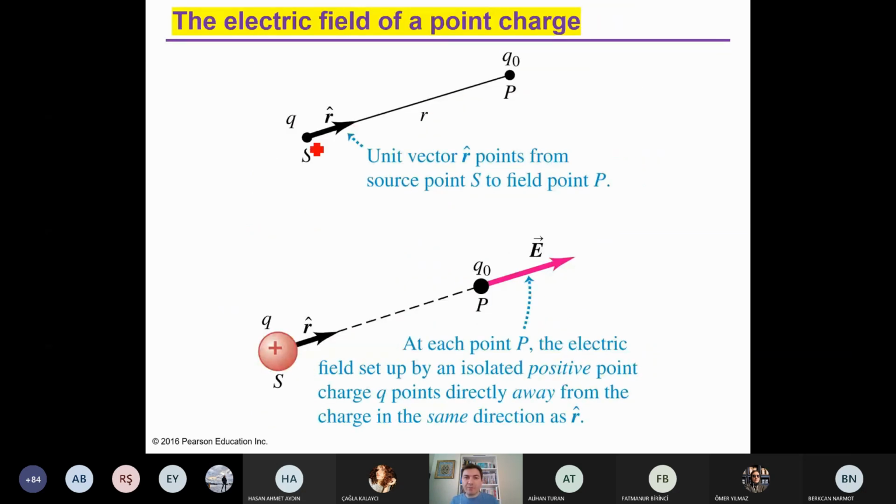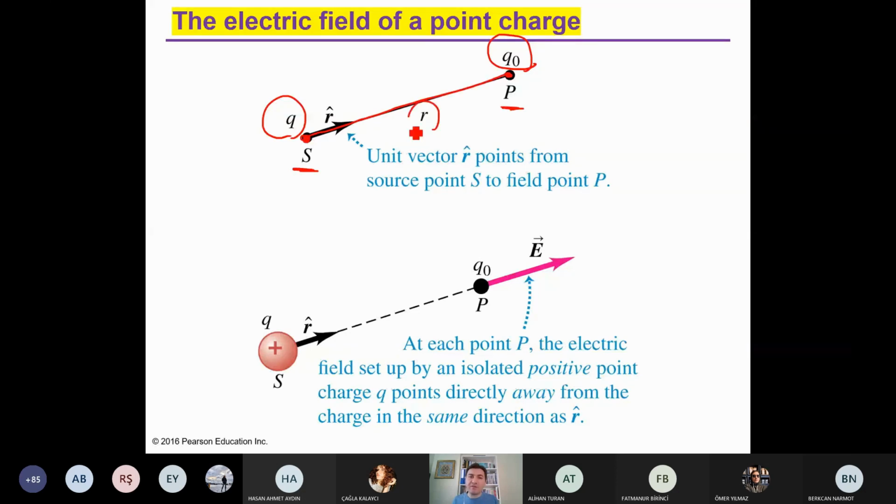Here we have a point in space. The name of the point is S. And here we have another point, another position. The name is P. And here at S point, in S position, we have Q charge. And here on the right side at P point, we have test charge with Q0. And the distance between these two charges is given with R. Okay, this is the distance in between.